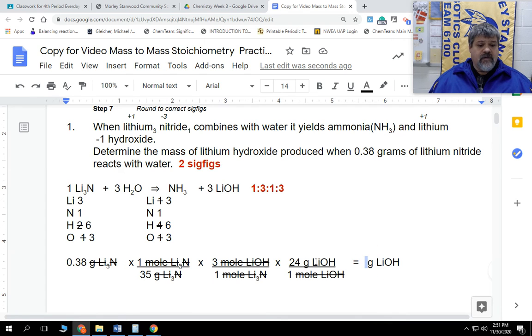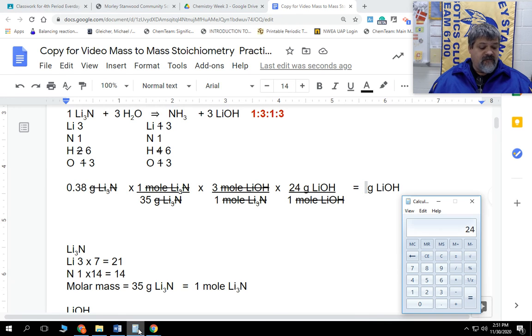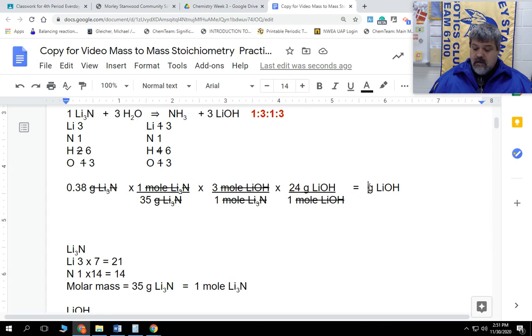So now all I have to do is do my calculations. I'm going to take my original number, multiply by the top, divide by the bottom. Ones I don't have to do anything with because they don't change the value when I multiply or divide by 1. So let's take 0.38, and divide that by 35. We're going to multiply it by 3, and then we're going to multiply it by 24. And that equals 0.7817. Okay, so let's put that in here, 0.7817.